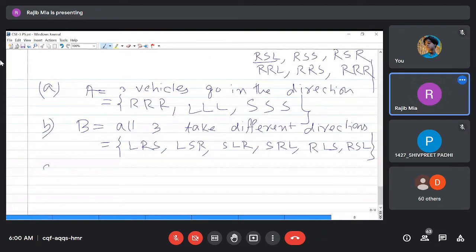And C. List all outcomes in the event C that exactly 2 of the 3 vehicles turn right.